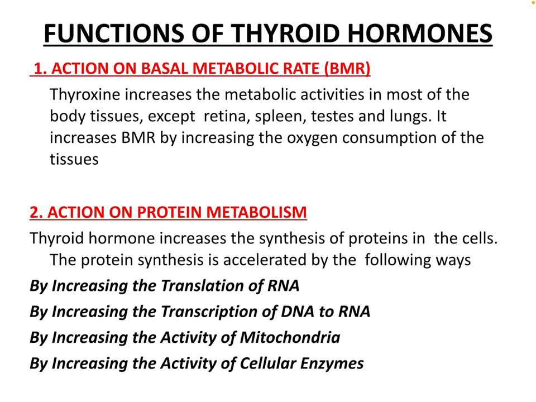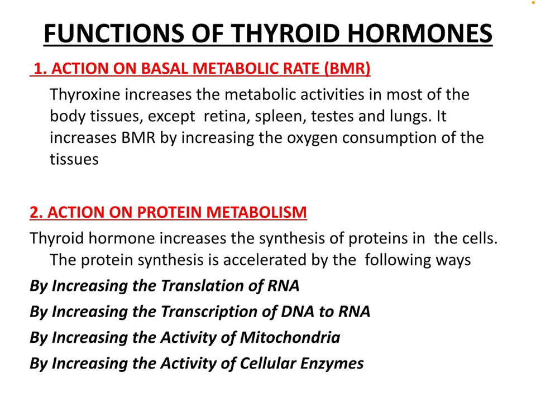Next is action on protein metabolism. Thyroid hormone increases the synthesis of protein in the cells. The protein synthesis is accelerated in the following ways. The first is increase in the translation of RNA. Thyroid hormone increases the translation of RNA in the cells. Because of this, ribosomes are activated and more proteins are synthesized.